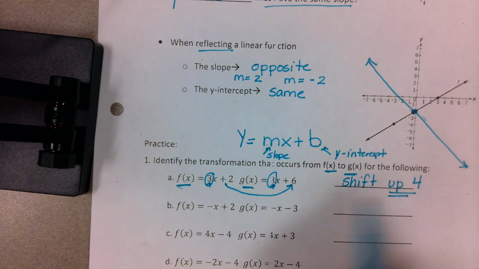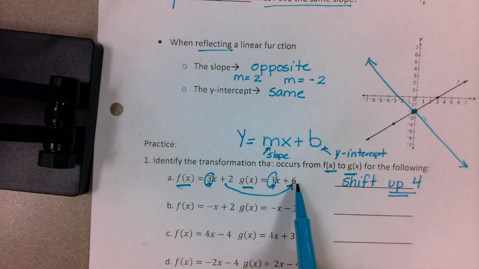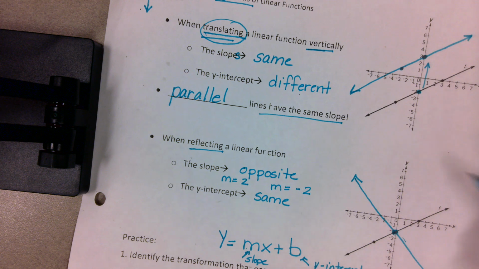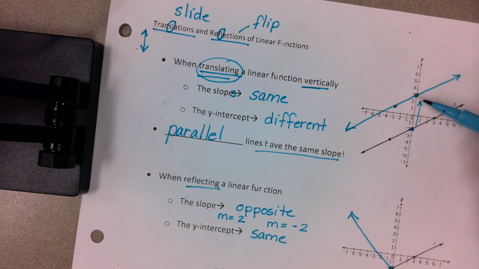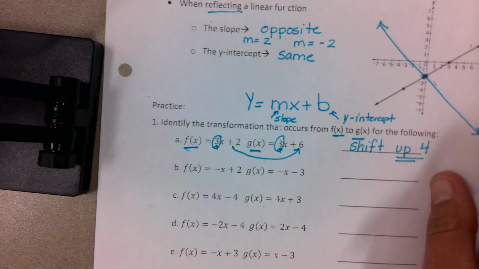So we went up 4. We took this line, and we just moved it up 4 from a 2 to a 6. So it would always be like if it were here, it went from a 2, shifted up to a 6. Parallel lines, same slope. Let's look at the next one.